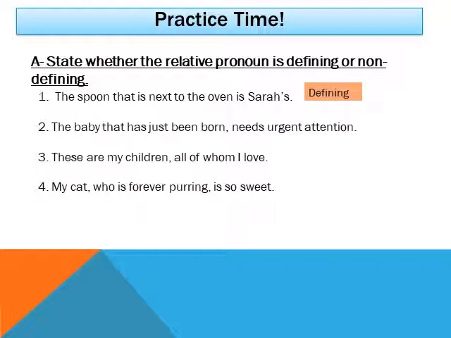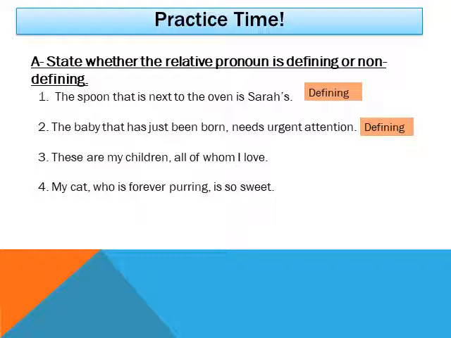Number 2, the baby that has just been born needs urgent attention. So again, we define the baby. So we say that has just been born. Otherwise, we'll not know which baby we are talking about. So it's a defining relative pronoun.